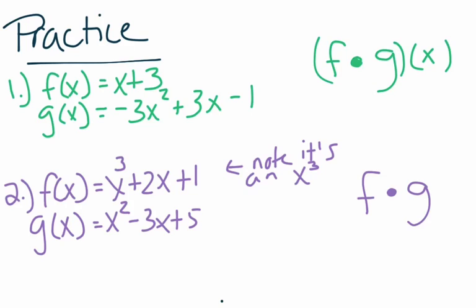For the second one, f of x is x to the third. Okay, I actually wrote it down, I had to fix it in the video as x squared, because that's kind of instinctively what you want to do. Notice that there's no x squared in that. So that's x to the third plus 2x plus 1. Note that it's an x to the third. And g of x is x squared minus 3x plus 5. And for the f times g, I left off the of x just as a reminder that you can do that. These are going to take you some time to do.